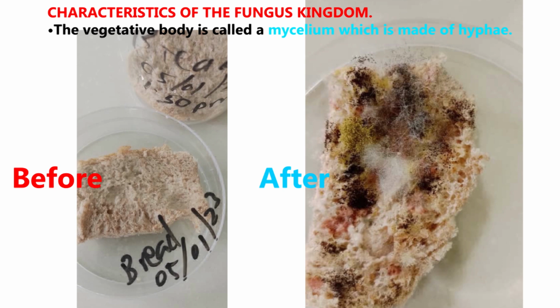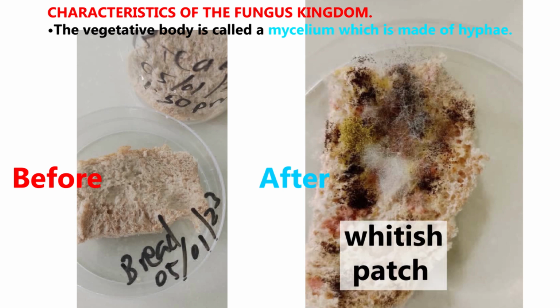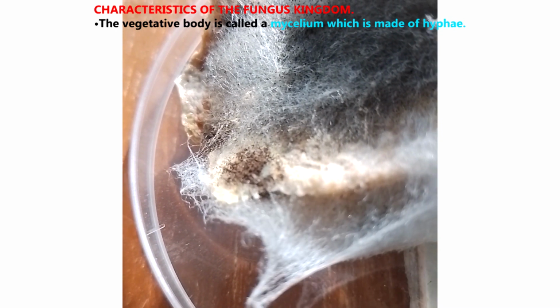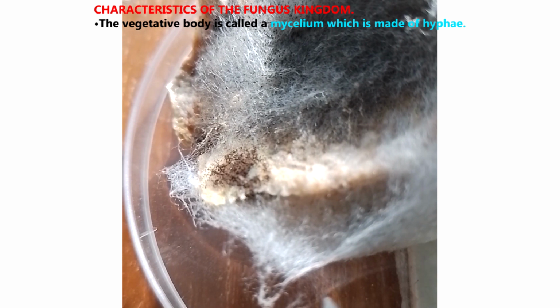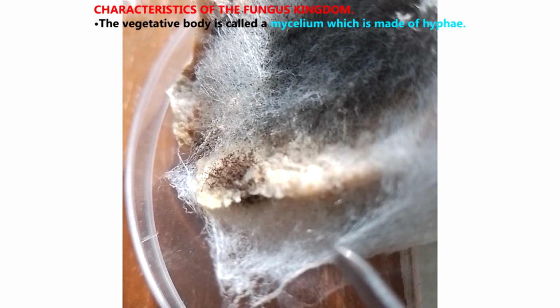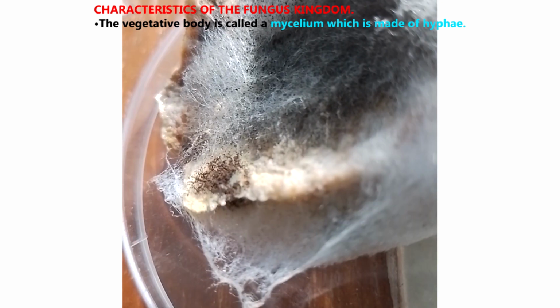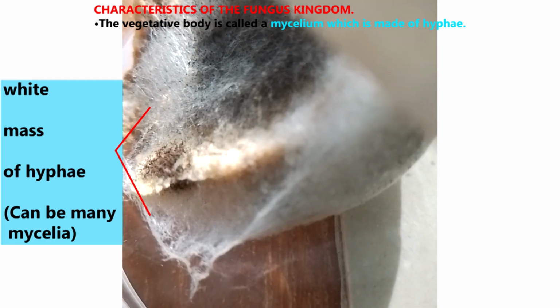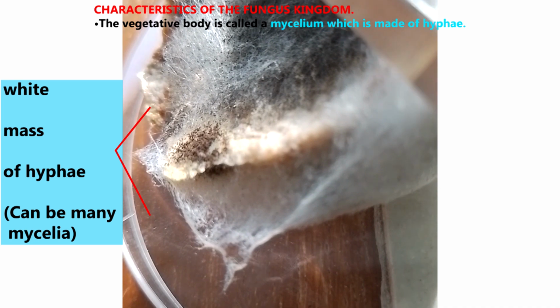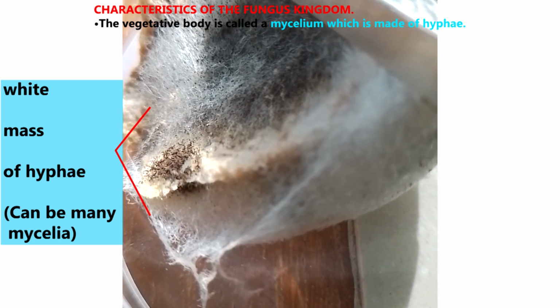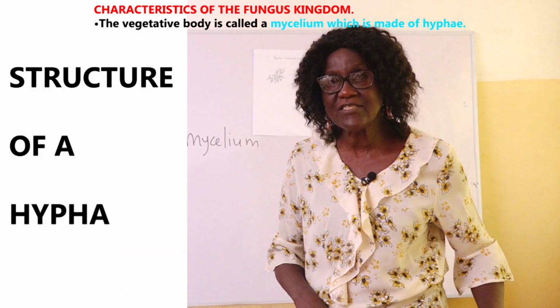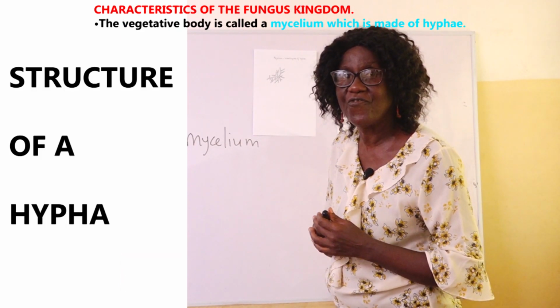I cultured this bread. After 3 days, hyphae started appearing. And these white threads you see are hyphae. They grew on the bread. And the white mass that you see is not just one mycelium. It may be many mycelia.